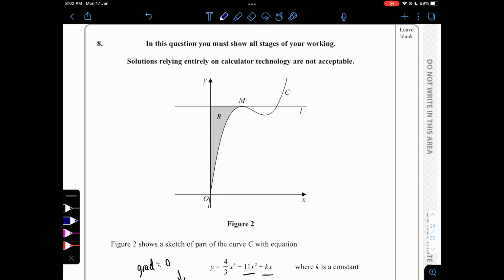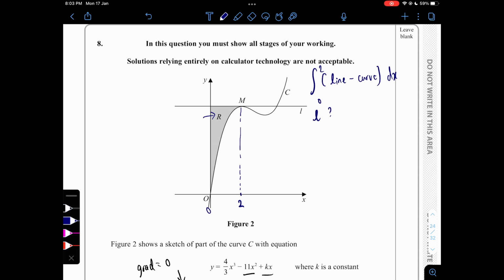So we know this is 2. This goes on all the way here. How do you work out this area R? Now, if you remember, to work out this area, we have to do the equation of the line minus the equation of the curve, with limits 0 and 2, dx. So do we know the equation of this line L? We don't. So we have to figure that out.